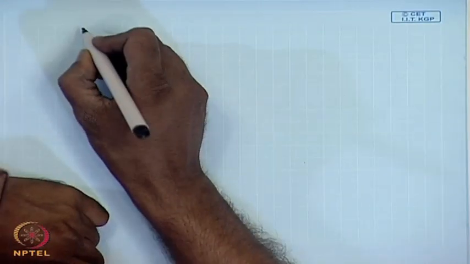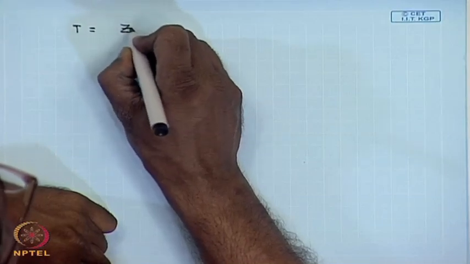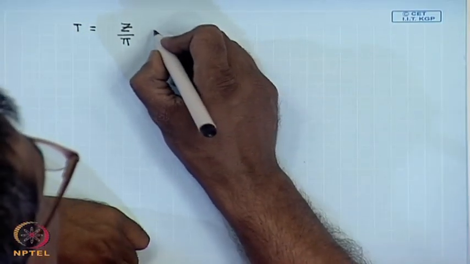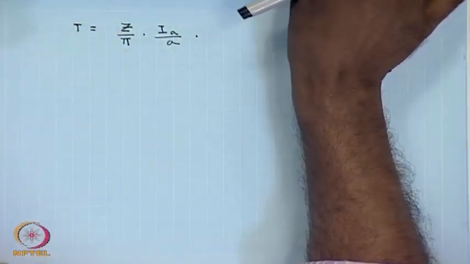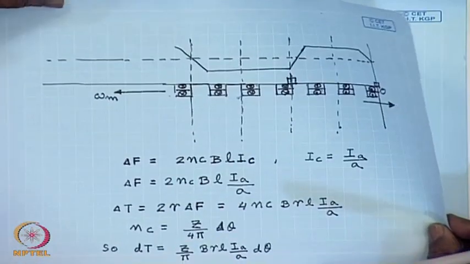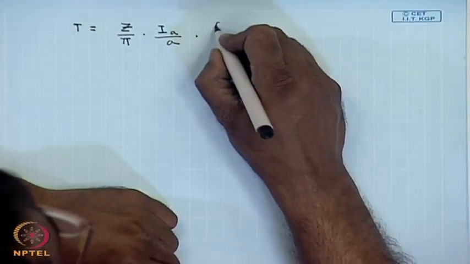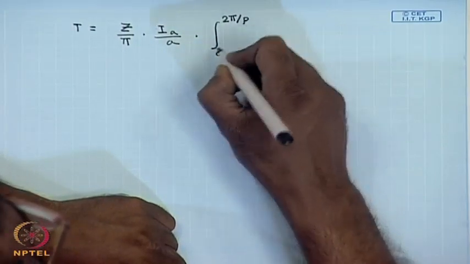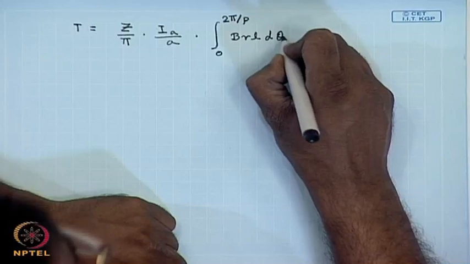So, torque T equal to Z by pi into I A by A. We have to integrate over one pole pitch, that is, integral 0 to 2 pi by P, B R L d theta.